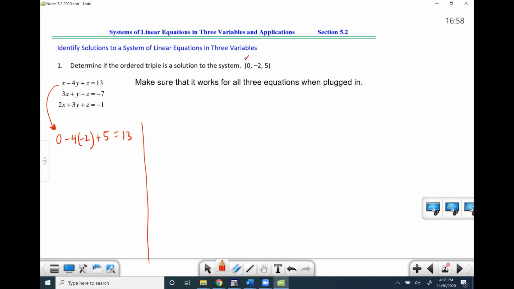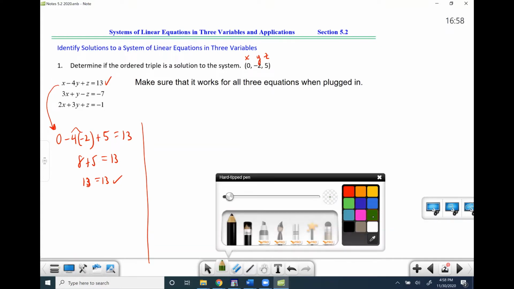Okay, so this is just X, Y, and Z. So you plug them in for X, Y, and Z. So 0's gone. -4 times -2 is 8. And 8 plus 5 is 13. So this one totally checks out. Okay, so yuppers for that one.